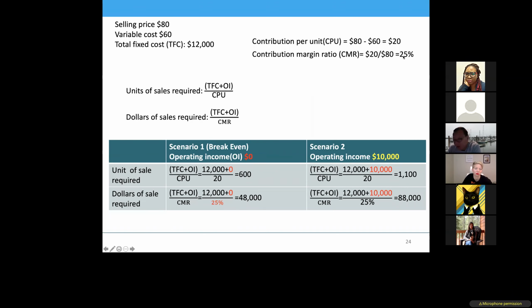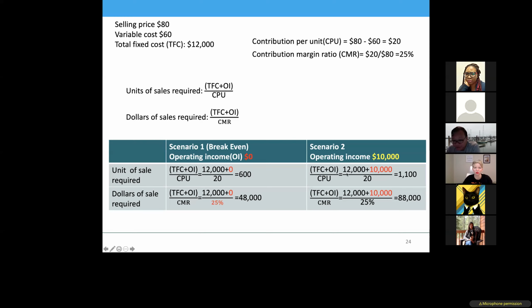So what's the break-even point? Scenario one, I want to figure out my break-even. When you break even, operating income is 0. So you have fixed cost 12,000 plus operating income 0, divided by 20. So that's 600 units. What's your dollar sales required? Again, 12,000 plus 0 divided by contribution margin ratio 25%. So that's 48,000.